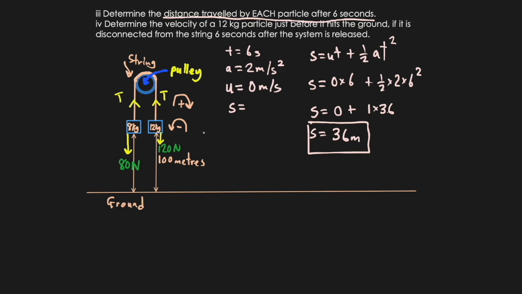What happens is that the 12 kilogram one, since it's the heaviest one, will drop 36 meters, and this one over here, the 8 kilogram one, would go up 36 meters. Whatever the case is, both of them travel a distance of 36 meters, whether it was up or down. So I'll try to draw a sketch for you to see what that looks like.